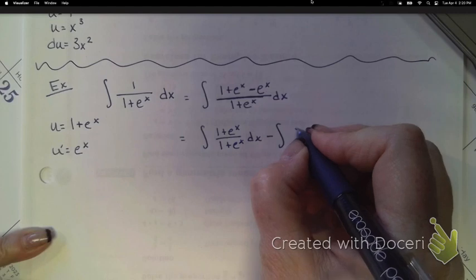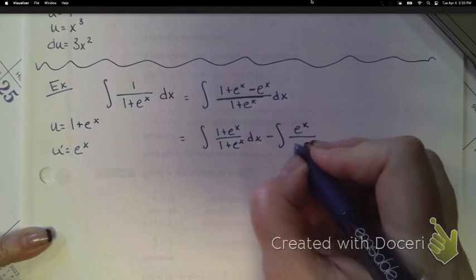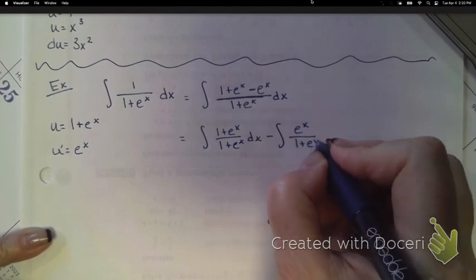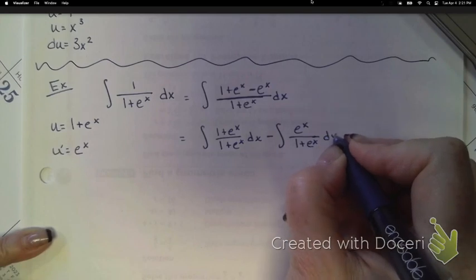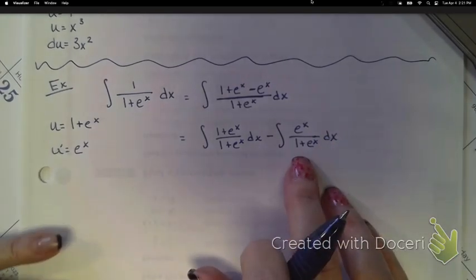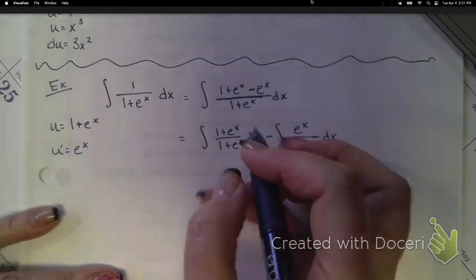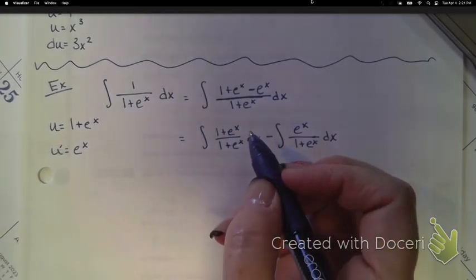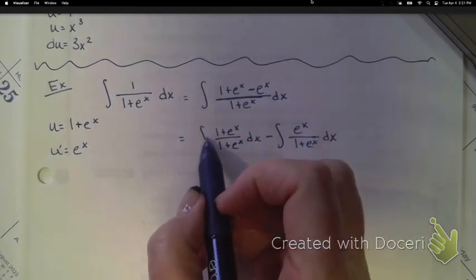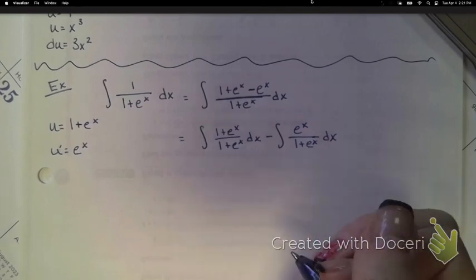And then e to the x over 1 plus e to the x dx. So now our second integral fits that natural log, doesn't it? Okay, so what is the integral? Well, you want to rewrite this as 1, or can we just say that's 1? That's 1? Okay, so what's the integral of dx then? x.